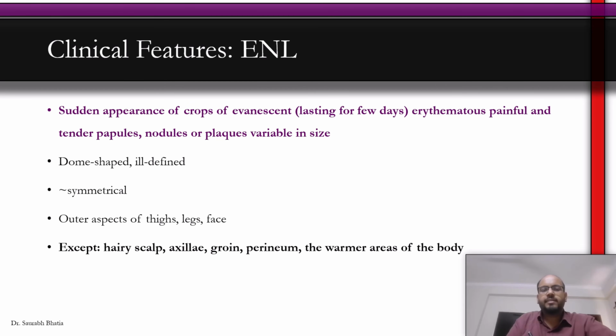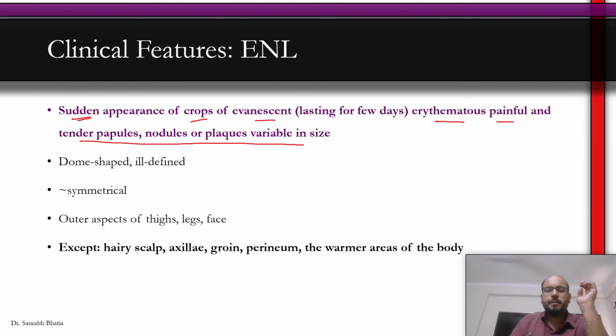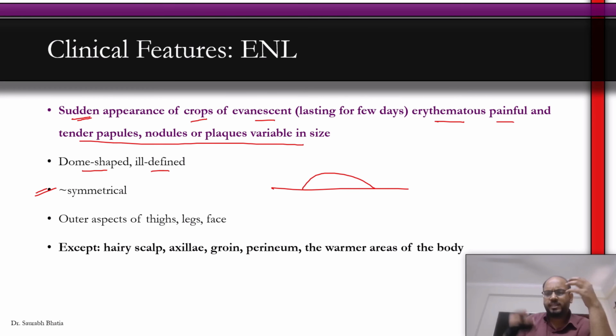So in ENL, there's a sudden appearance of crops. Crops means multiple together, like a shower, okay? Sudden appearance of crops of evanescent, that means lasting a few days, erythematous, painful and tender papules, nodules and plaques which are variable in size. They are dome-shaped and ill-defined. That means they are raised above the skin surface. Symmetrical, you will see a more or less symmetrical distribution. While in type 1 reaction, it could be asymmetrical because the lesions of leprosy in the tuberculoid pole are asymmetrical.